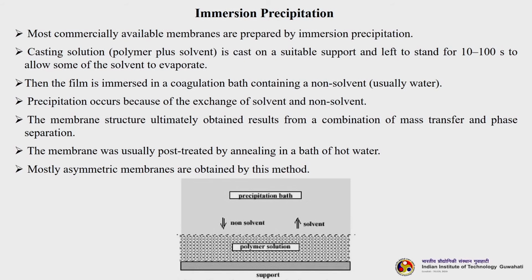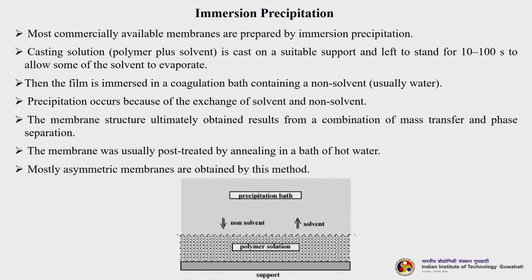The next technique, one of the most important and commercially adopted techniques for membrane preparation in most industries, is immersion precipitation. Most commercial membranes are manufactured using immersion precipitation. Here the casting solution, that means the polymer plus the solvent which dissolves it, is cast on a suitable support and left to stand for 10 to 100 seconds, a very small residence time, so as to allow some of the solvent to evaporate. The idea is not to evaporate all the solvent, but just some of it.